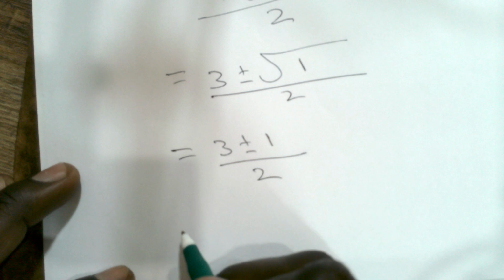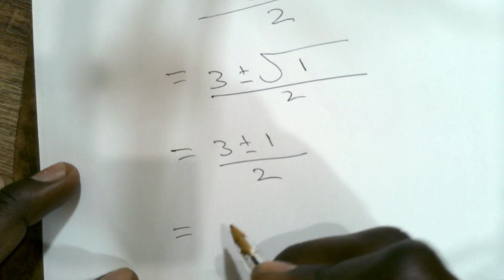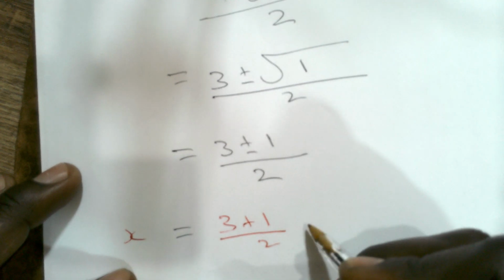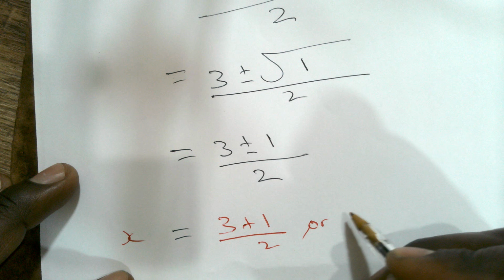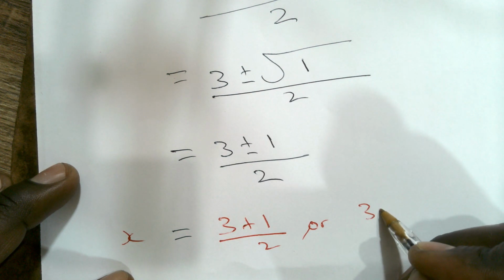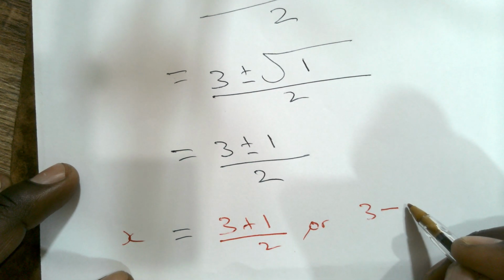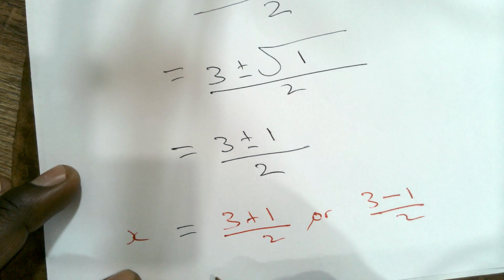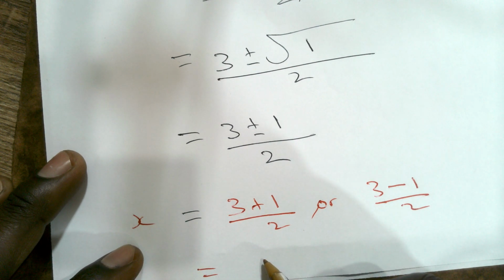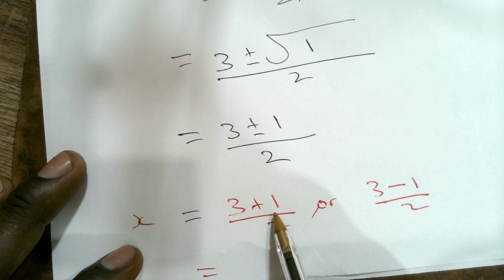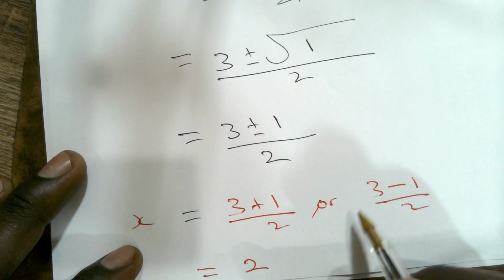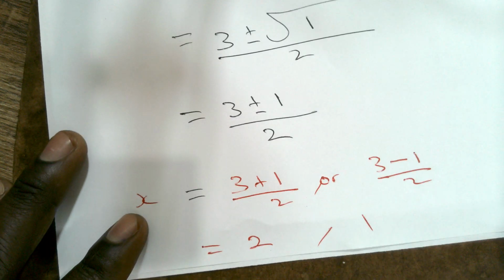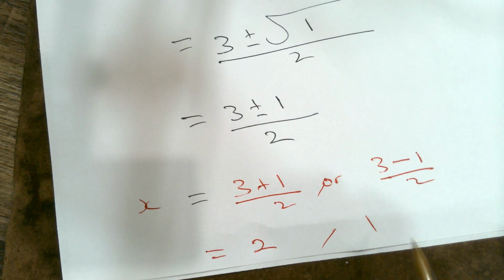So therefore, the answer is x is equal to 3 plus 1 over 2, or 3 minus 1 over 2. And that results in 3 plus 1 is 4, over 2 is 2. 3 minus 1 is 2, over 2 is equal to 1. And those are the solutions: 2 and 1.